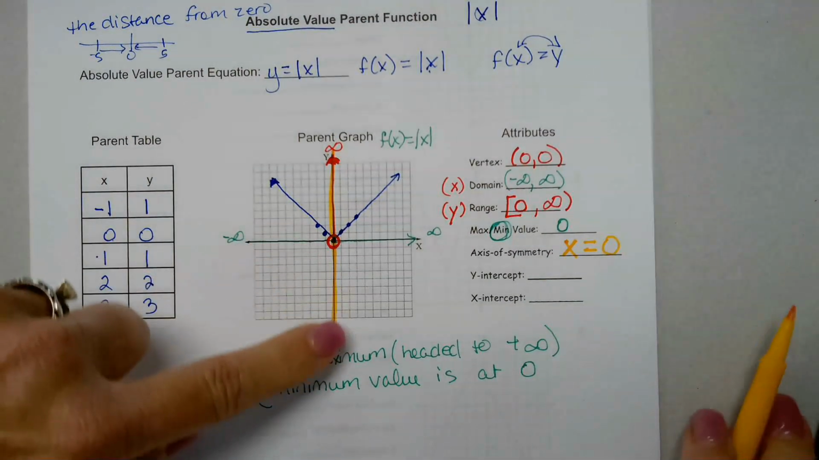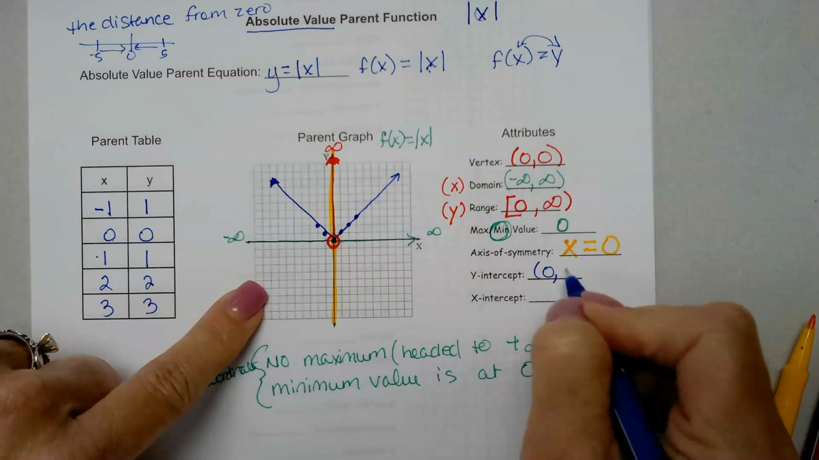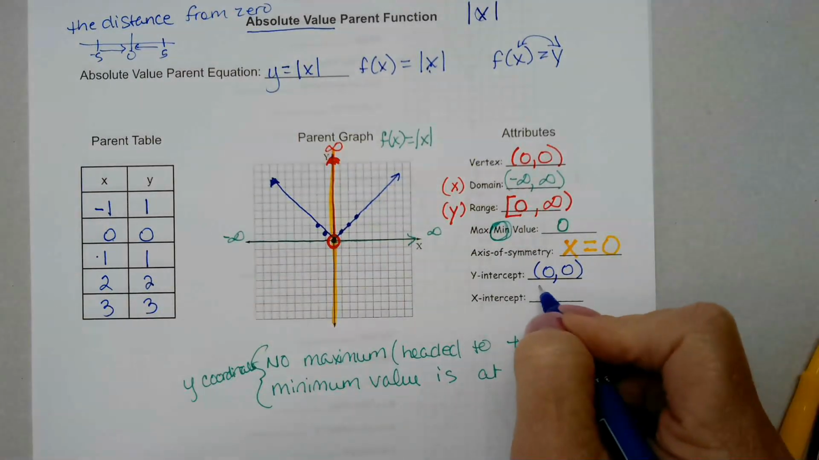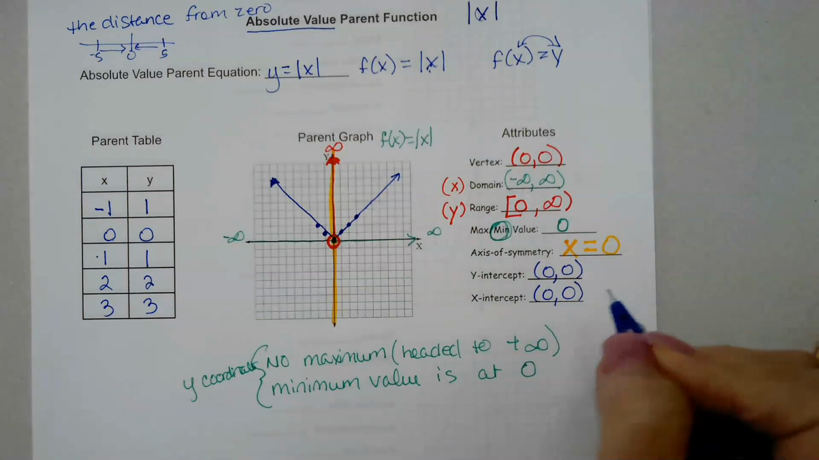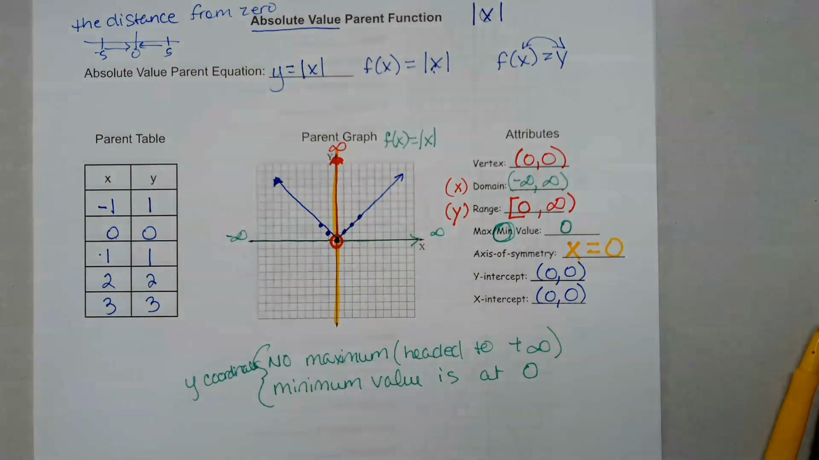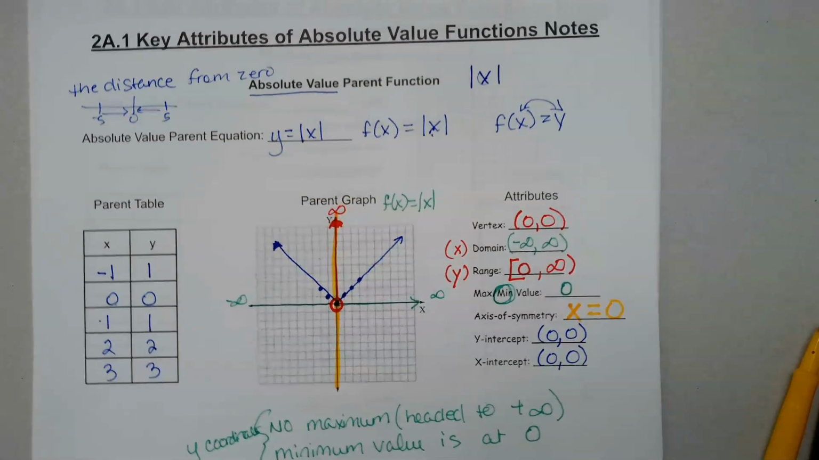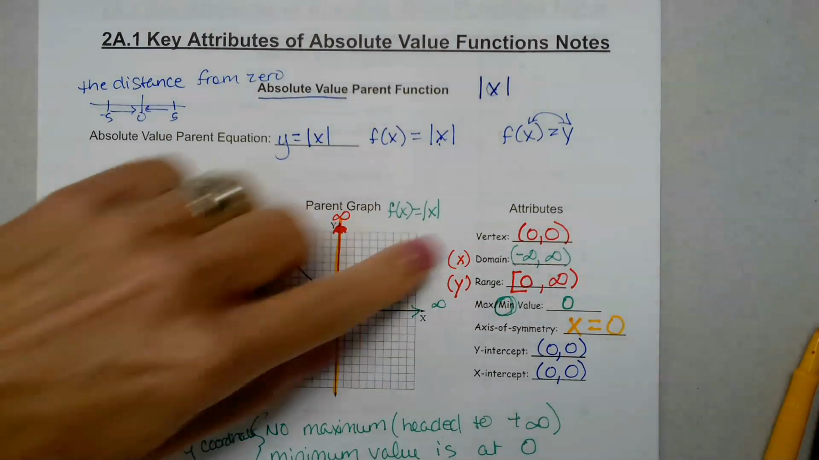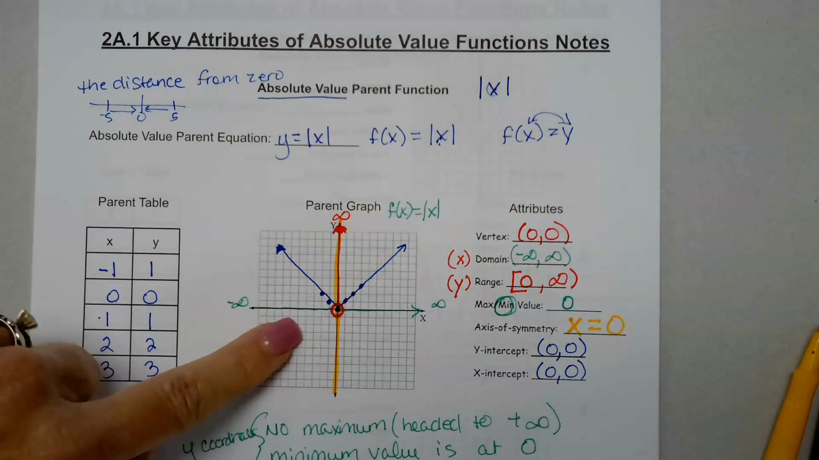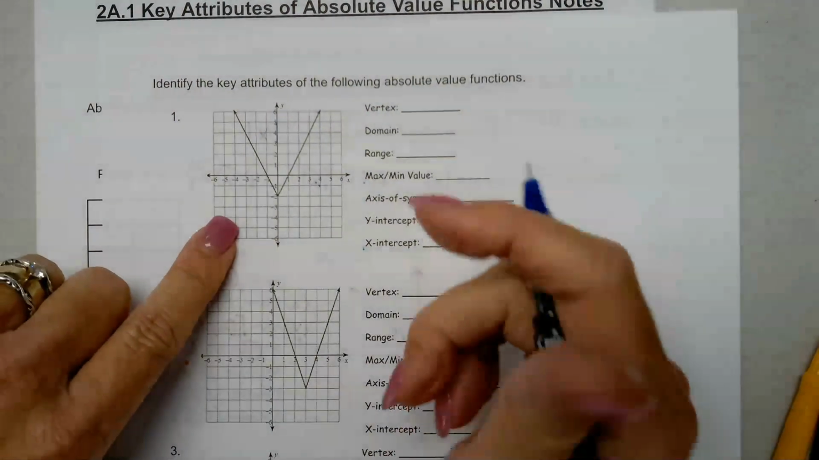Where do we cross the y-axis? What is our y-intercept? We cross the y-axis at 0, 0. Where do we cross the x-axis? Right here. We cross it at 0, 0. All right, so this is our most basic, most simple absolute value function, our parent function. Now, on the back side, we're going to look at the graph, and we're going to pull the information from the graph of an absolute value function that's been transformed. So right back here, I want you to take a look.